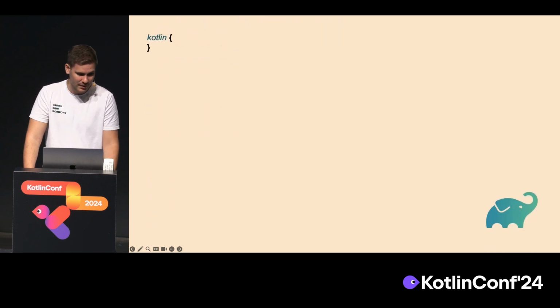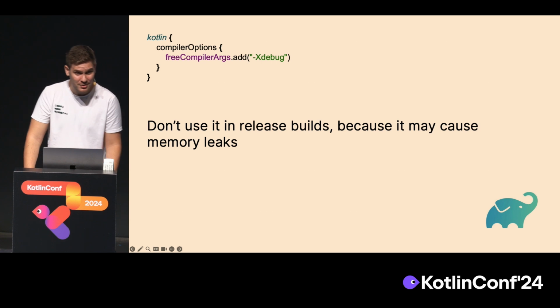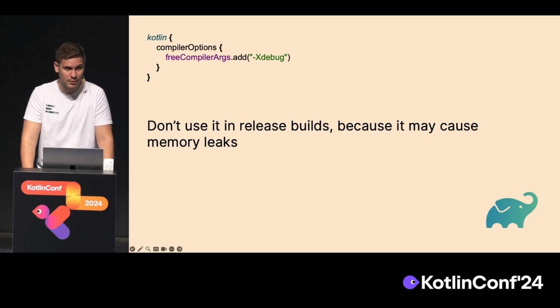So how can you add it? For example, if you are using Gradle with the Kotlin plugin, you can do it like this: kotlin, compilerOptions, freeCompilerArgs, add -Xdebug. And please don't use this flag in release builds because it might cause memory leaks that will be extremely hard to find.